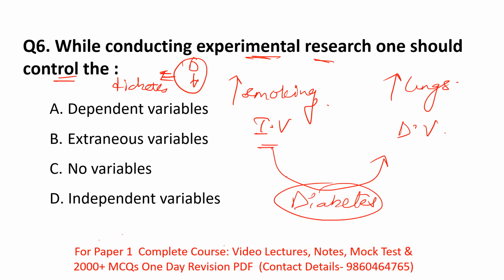Okay, so what happens here is, in experimental research, the researcher should always control extraneous variables, because in this study the researcher wants to see the effect of smoking on the lungs, not on diabetes. Remember, in experimental research, researchers must always control the extraneous variable. So the correct option is option B. Extraneous variables means extra variables which are affecting our study. Option B is the right answer.